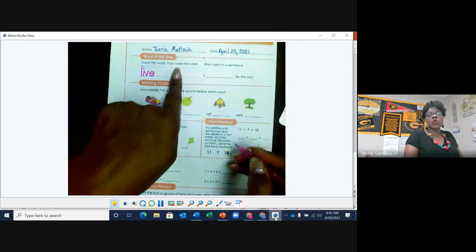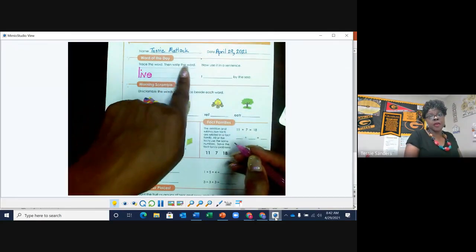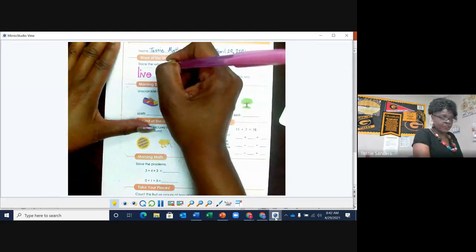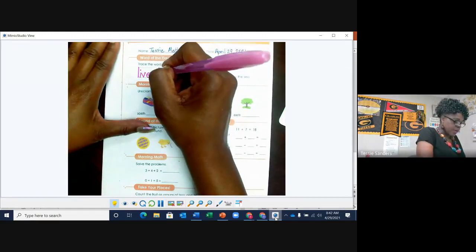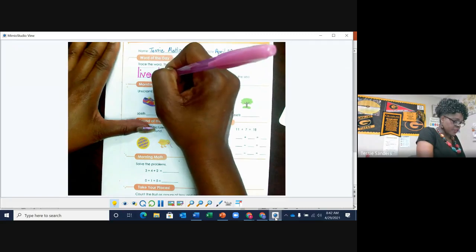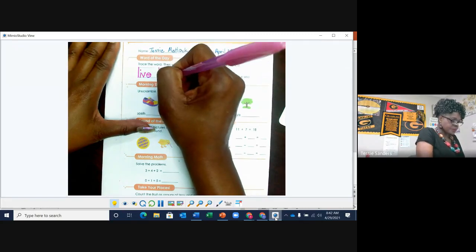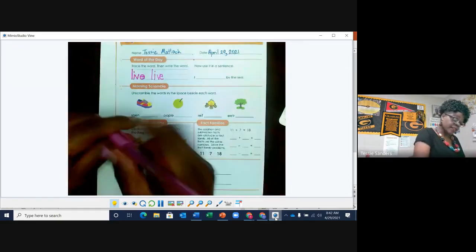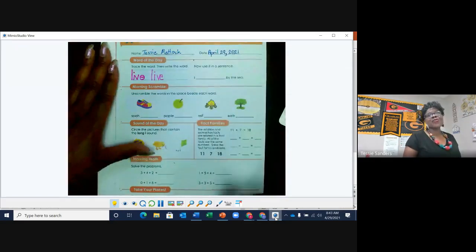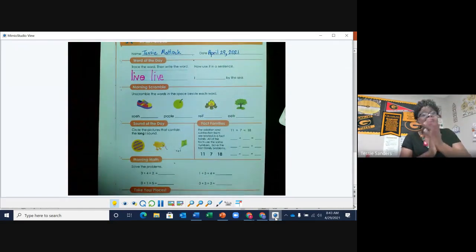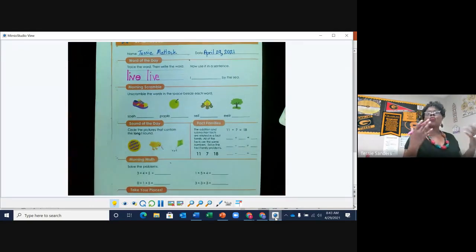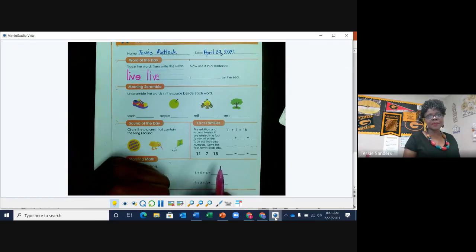Now write the word. Copy the word in this space. Let me hear you spell the word live. L, I, V, E. Did you write the word neatly? If you didn't, erase and write the word again. Good. My face-to-face learner was showing me how well of a job she did.